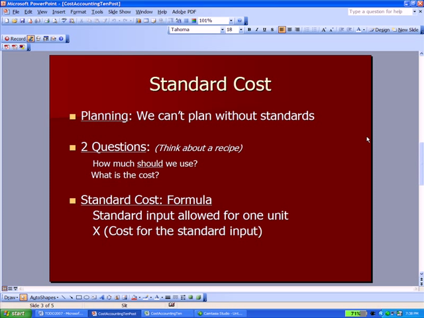In a recipe, you have to ask yourself two questions. How much should we use? And what is the cost of what we're planning to use? Those two questions bring us to the formula for standard cost: standard input allowed for one unit times the cost of the standard input. For my blue jean example, the standard input might be denim, allowed for one unit, a unit being a pair of jeans, times the cost for that amount of denim that you're putting into the jeans.